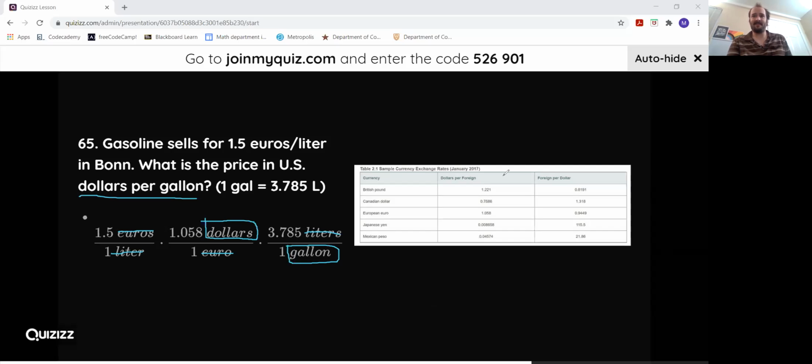Any questions about this unit analysis stuff? Do you understand the operation, right? This is just multiplying through on top, multiplying through on bottom. We multiply everything through on top. Basically, we're just multiplying these 3 numbers. It's nothing but ones on bottom.